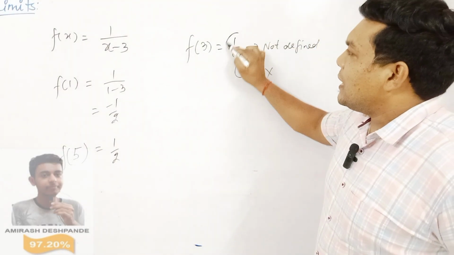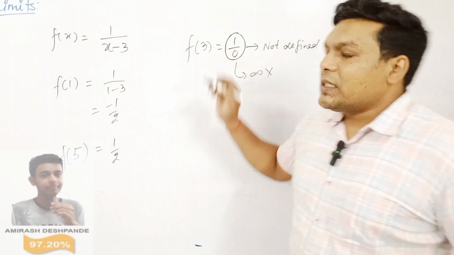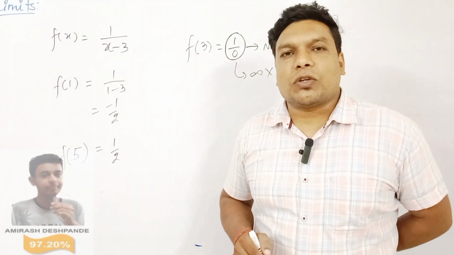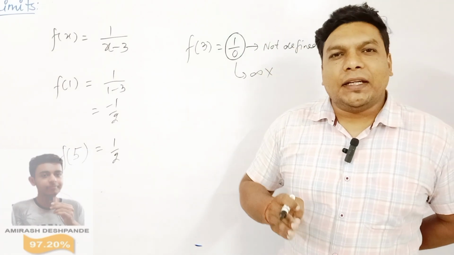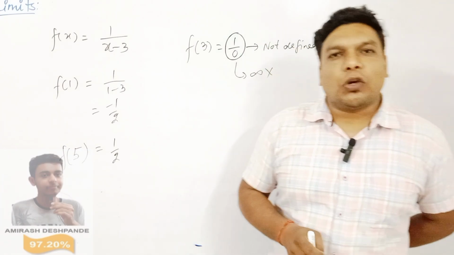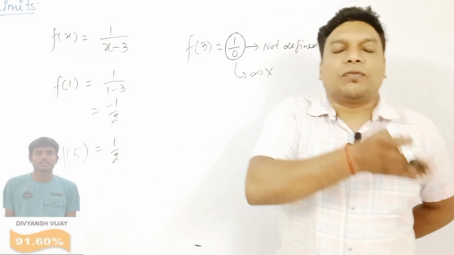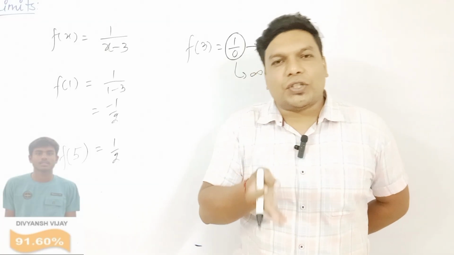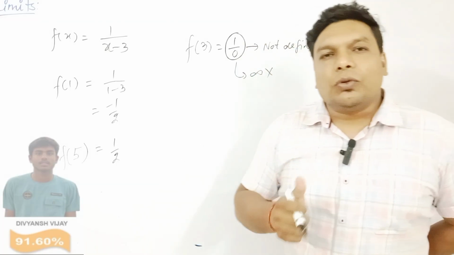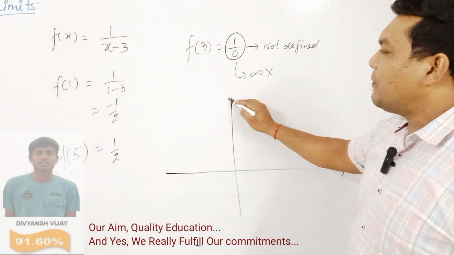Okay, so in this case, we need the concept of limits. Now, we can't calculate the value of the function at x equals 3. But what we'll do, we'll try to find the nature or behavior or value of the function just before 3 and just after 3. When we find the value of the function just before 3 and just after 3, we'll introduce the concept of limits. For example, suppose we have any function.